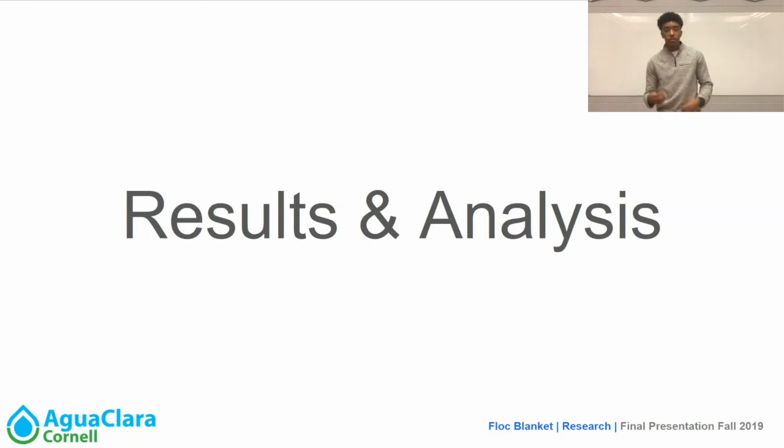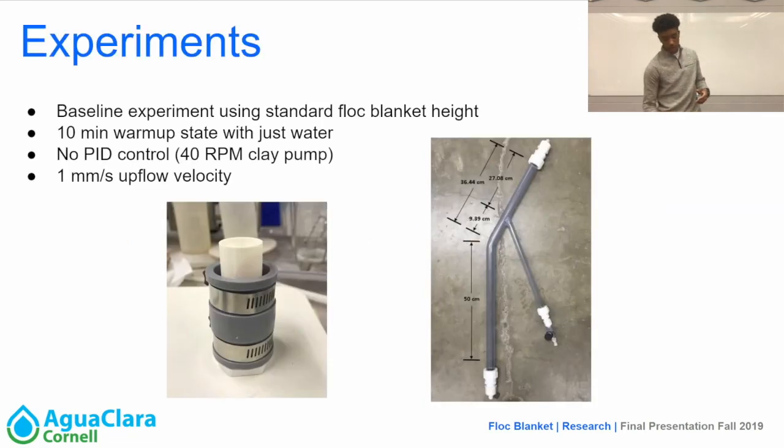So we began running some trial experiments, and our first experiment was just a baseline experiment using the standard floc blanket height. We started this experiment off with a 10-minute warm-up state with just water. What that warm-up state does is it allows us to clean out our tube settler and all the tubing, just to make sure that when we run the experiment, everything's in a steady state. We run this warm-up state in the beginning of every experiment. For our first experiment, we did not have PID control, and we were using a 40 RPM clay pump with a 1 millimeter per second upflow velocity.